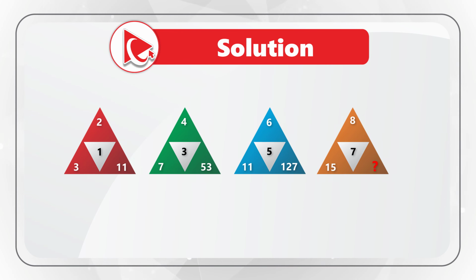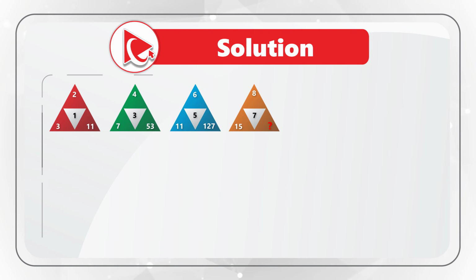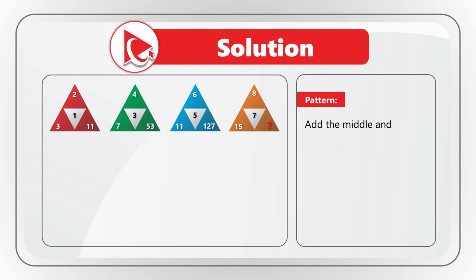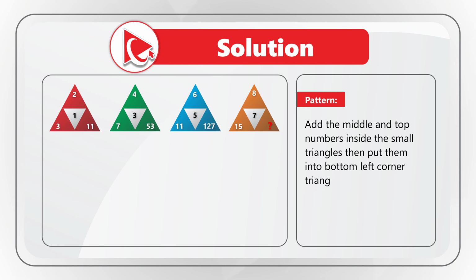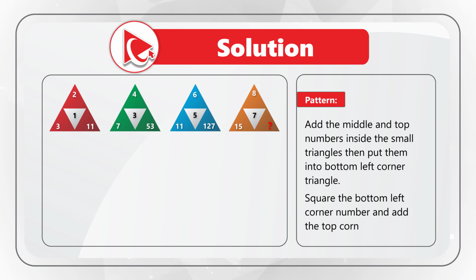As you might have guessed, to solve this challenge, you need to find the pattern. And the pattern is that if you add the middle number and the top number inside the small triangles, then put them into the bottom left corner of the triangle, and then square the bottom left corner number and add the top number. Seems a little complicated, and it is.